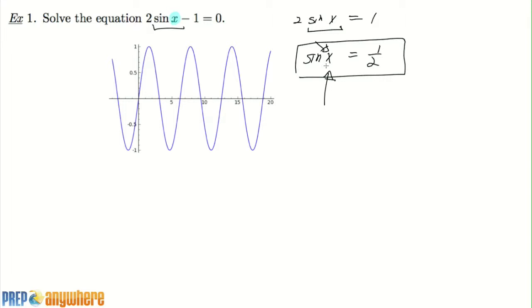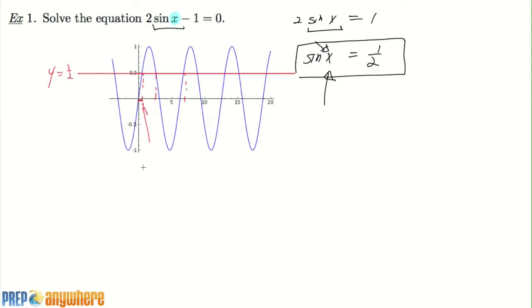Now from here, we can interpret this as: for what value of x will the y value of sine of x equal half? So here's the picture of a sine curve. Here's half. You can see that's the equation y is equal to half, and there are a lot of values, okay? This is a periodic function. A lot of x values give you the y value of half.